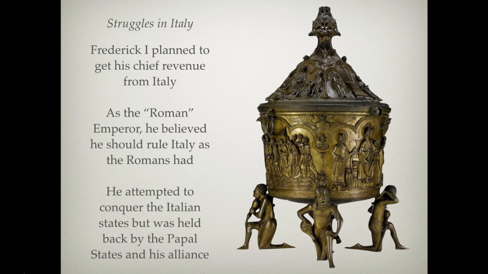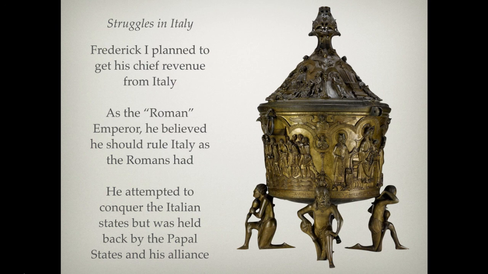Now, as the Roman emperor, he believed that he should rule Italy as the Romans had. Of course, this concept that was given to them by the Pope is going to cause problems, because this seems like a natural idea that being the Roman emperor, he should be in charge of Rome. So he attempted to conquer the Italian states, bringing his Germanic tribes, that Eastern Frankish kingdom, down into conquest. But he was held back by the Papal States and his alliance. So the Pope is able to push back on Frederick the First and resist by banding the Papal States and the territory together. Now, of course, this isn't going to be the trend forever. They're not going to be able to resist for long.